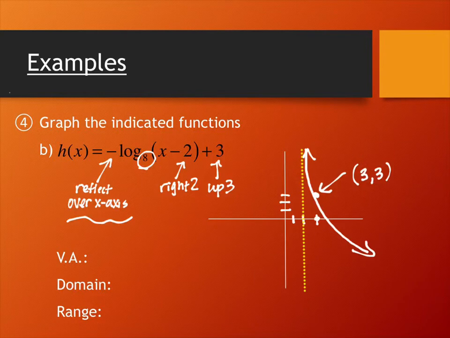What is my vertical asymptote? Yeah, it's x equal to 2. What's my domain? Good, it's 2 to infinity. And my range? Yeah, it's all reals, or negative infinity to infinity.